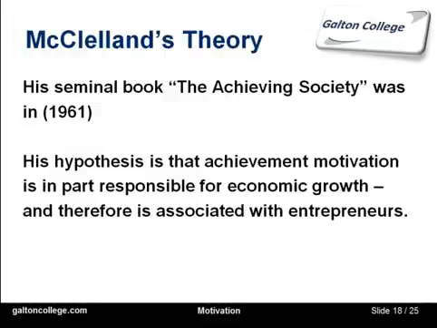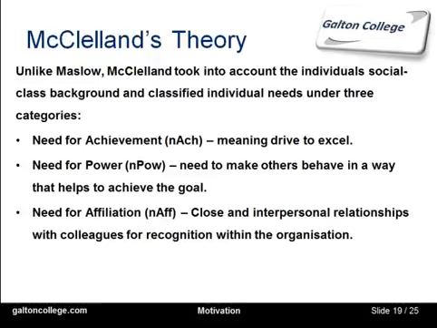McClelland's theory, written in his seminal book, The Achieving Society, hypothesizes that achievement motivation is part responsible for economic growth, and therefore it's associated with entrepreneurs. So McClelland sees this as partly entrepreneurial. Unlike Maslow, McClelland took into account the individual social class backgrounds and classified individual needs under 3 categories. So we've moved from Maslow's 5 down to McClelland's 3. He groups them differently. And he said the first one is the need for achievement.